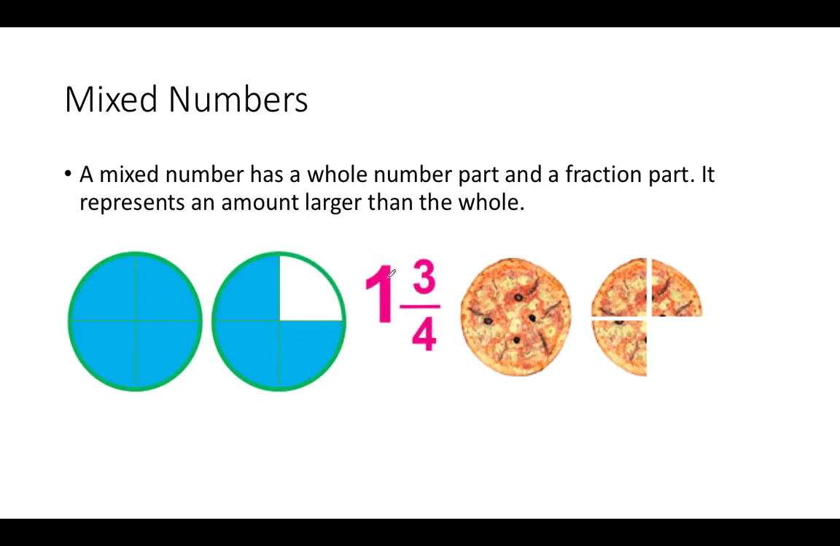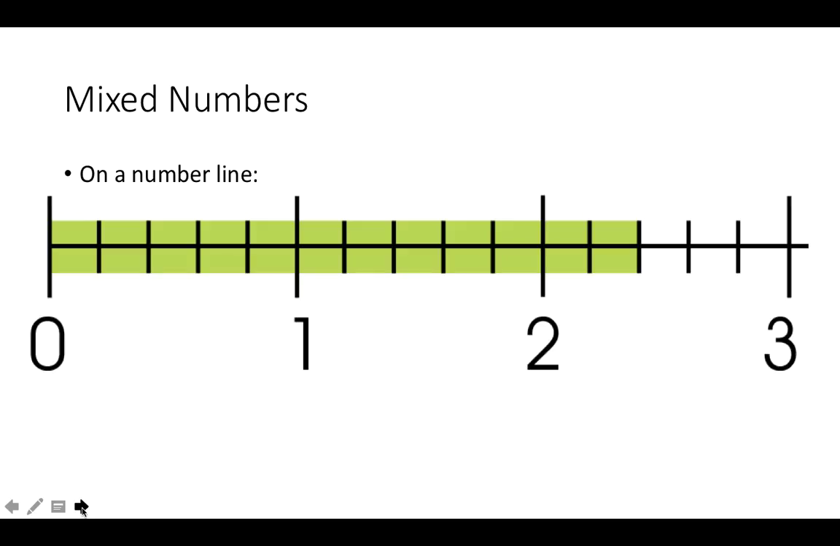So 1 and 3/4 means one whole piece, one whole thing, plus a fractional amount of the second thing. So we have one whole cake and 3/4 of the other cake. So if we come over here, we have 1 and 3/4 of pizza because we have one whole pizza and 3/4 of another pizza. So we'll look at how that looks on a number line.